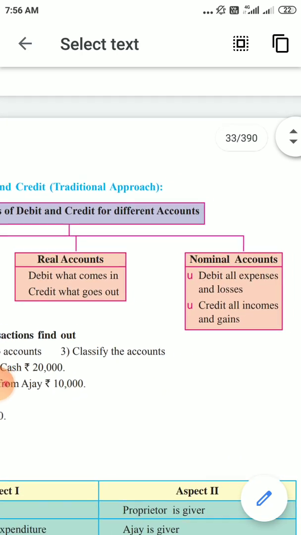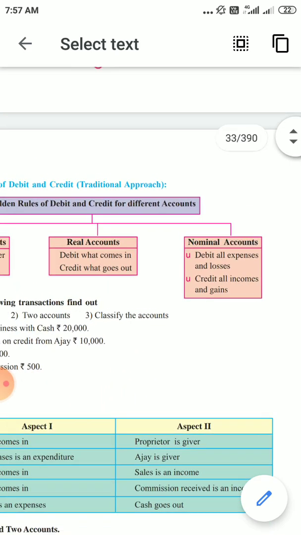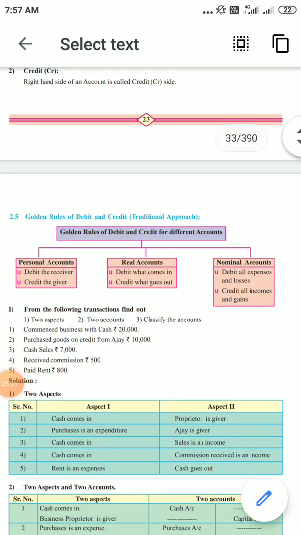Okay, next is nominal account. So nominal account is related to the expenses and losses, incomes and gains. So you will debit all the expenses and losses and you will credit all the incomes and gains. So what is our rule? Personal account: debit the receiver, credit the giver. Then real account: debit what comes in, credit what goes out. Nominal account: debit all expenses and losses, credit all incomes and gains.